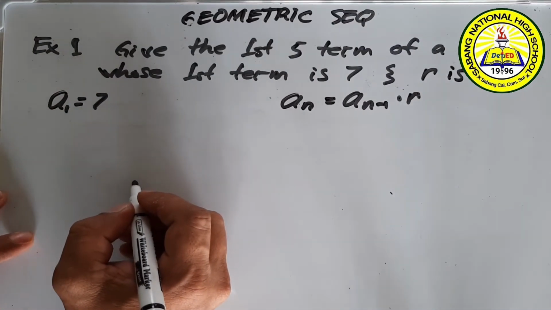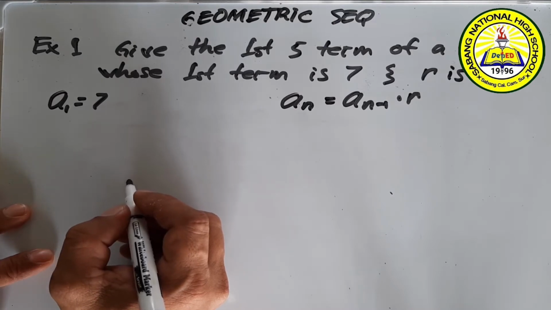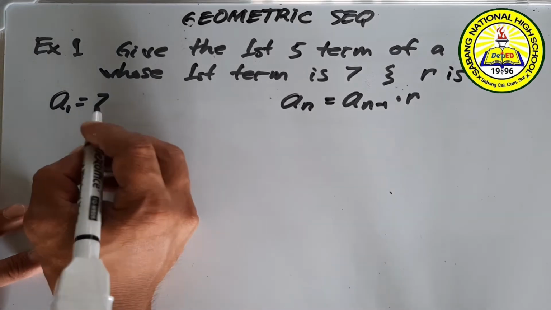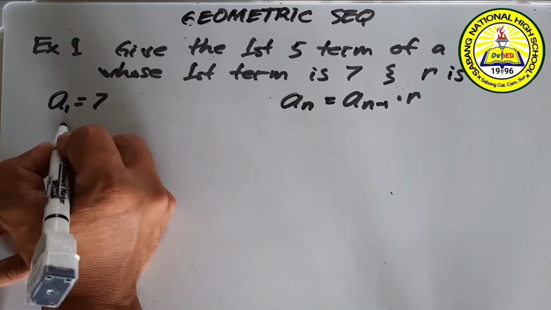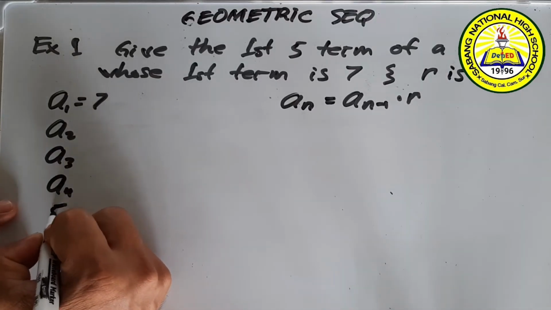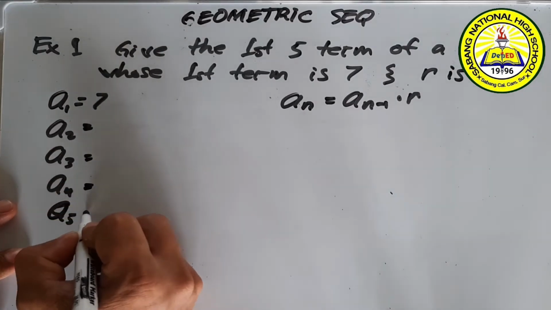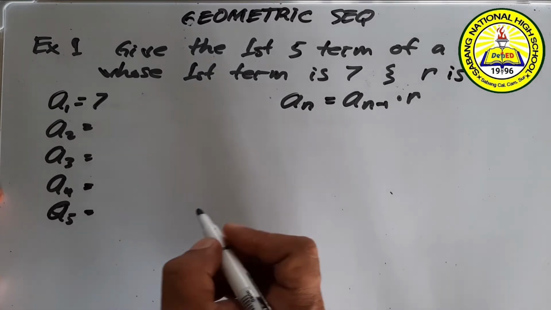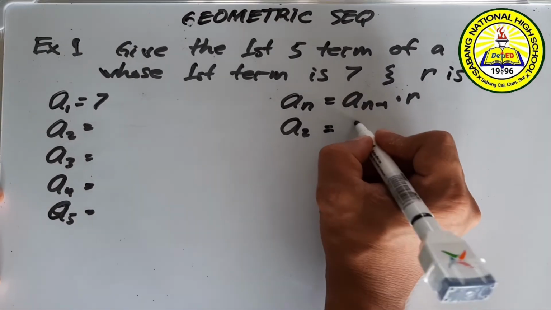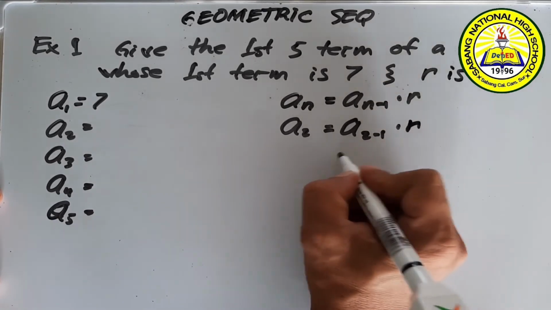So, based on the problem, all we have to do is to give the first 5 terms. The first term is already given, so we just need 4 more terms: a sub 2, a sub 3, a sub 4, and a sub 5. Let us take a sub 2. Since n is equal to 2, then we have 2 minus 1 times the common ratio.